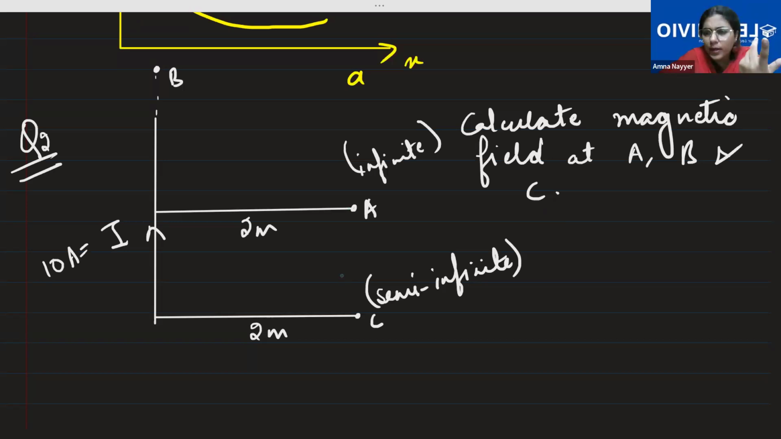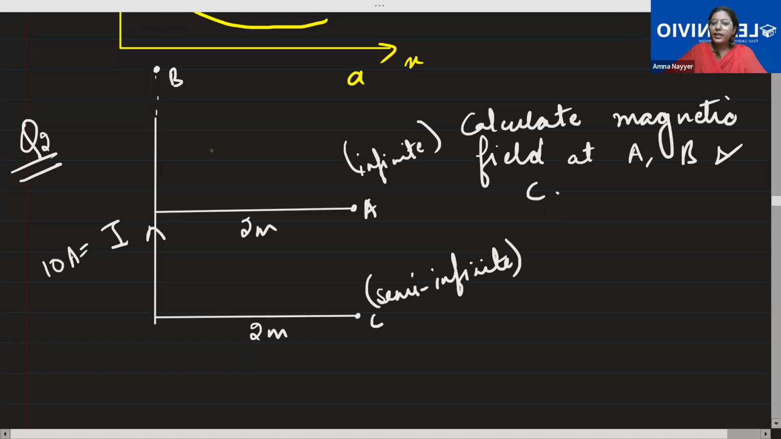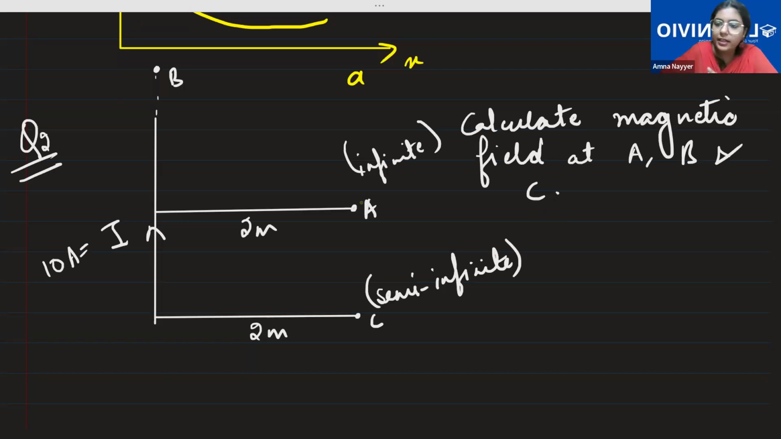In this question, it's a mixed question. Actually, this is not a question from your board exam. It's just a generated question, just for us to practice values. So three points are given. The first point is where the wire is assumed to be infinitely long. Second is the B point, which lies on the axis of it. Third is the semi-infinite wire, lying at a distance of 2 meters. All the distances are 2 meters only, but the first is infinite, the second lies on the axis, and the third is the semi-infinite wire.